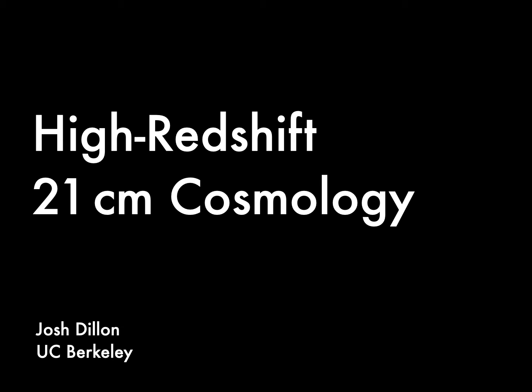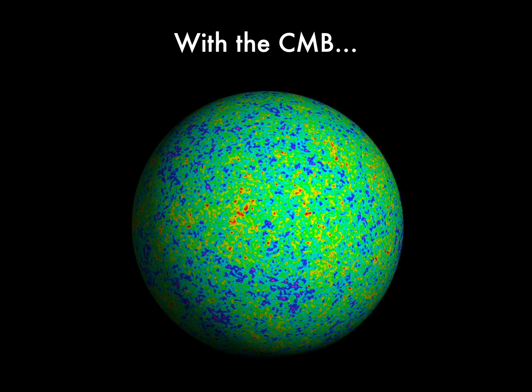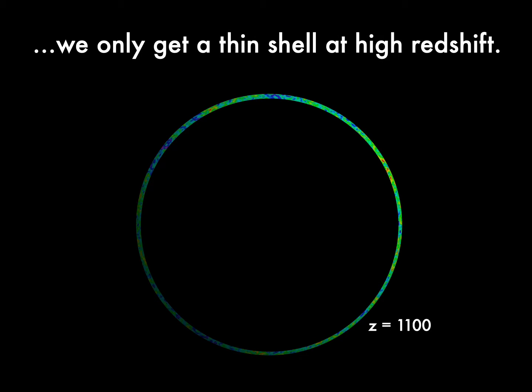So, 21 centimeter cosmology starts with something of a cheeky question, which is, how can we map out our entire universe? And when we think about making maps of the entire universe, we often think about the cosmic microwave background as the full extent of our observable universe. But really, what we're seeing in the cosmic microwave background is a thin shell at redshift of about 1100.